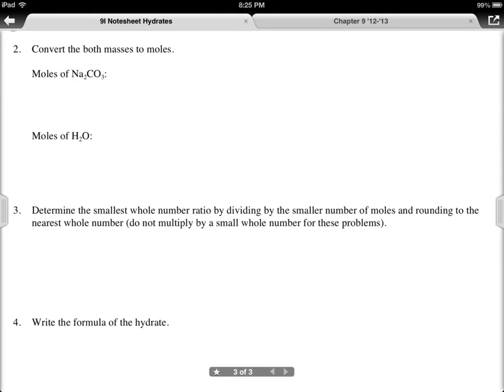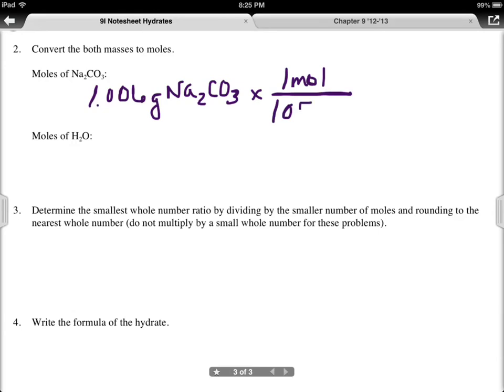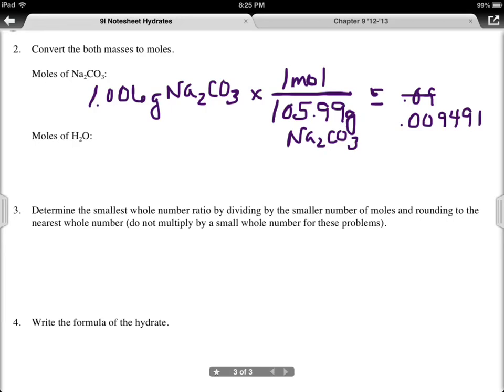The next thing you do is you change the grams to moles. So I'm going to take that 1.006 grams of Na2CO3. To change it to moles, I write 1 mole over the molar mass of sodium carbonate, which is 105.99 grams. Again, I got that off the periodic table of Na2CO3. And that gives me a mole value of 0.09. Whoops, that's not right. 0.009491.